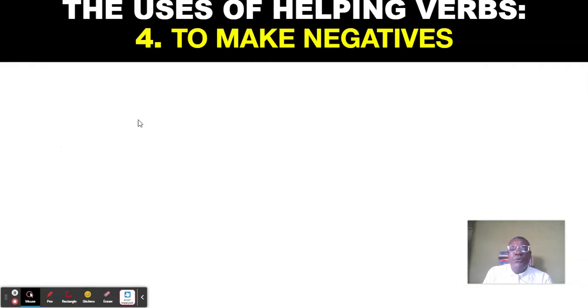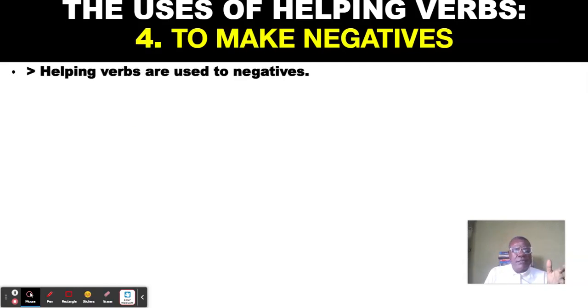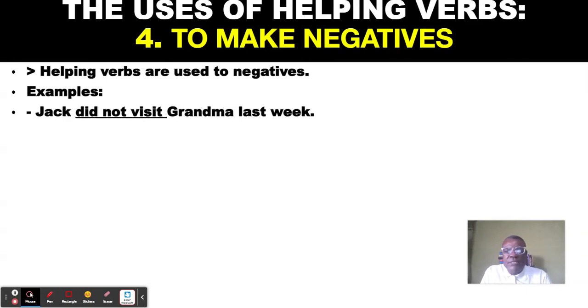All right. So another use of the helping verbs is to make negatives, to convey some negative meaning when we speak or write. Now, let's look at some examples. Jack did not visit grandma last week. Jack did not. That's the negative, okay? If someone says Jack visited grandma last week, then this speaker is saying, on the contrary, Jack did not visit grandma last week.